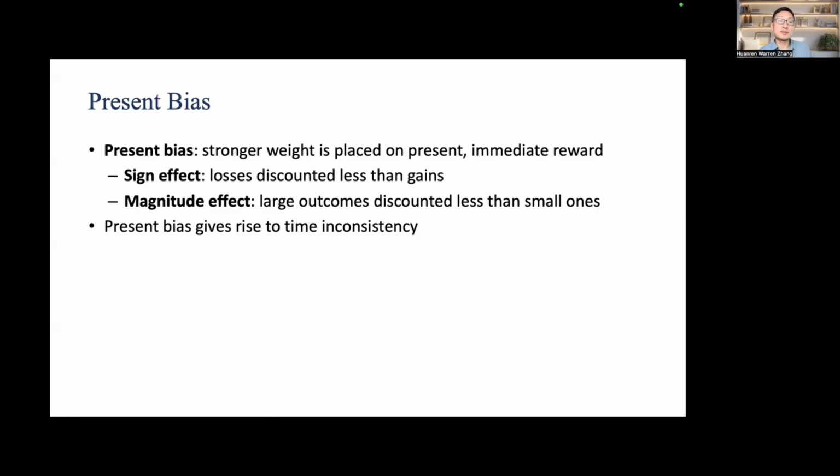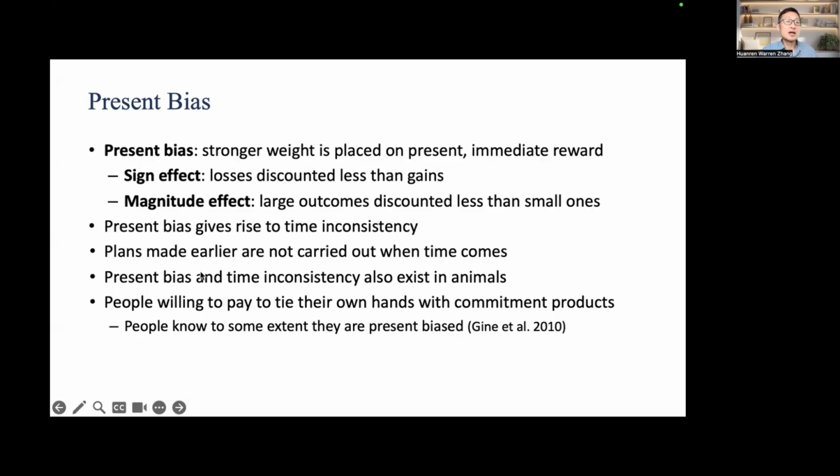And because of present bias, we would observe time inconsistency. Plans made early are not carried out when the time comes. Present bias and time inconsistency exist not only in human beings, but also in animals. And people are willing to pay to tie their own hands with commitment products, right? So these are all examples of present bias and time inconsistency. People, to some extent, know they are present biased, right?